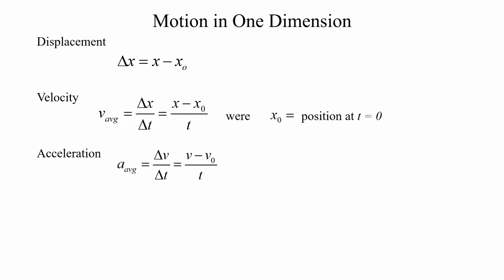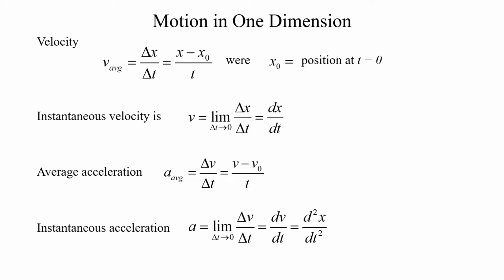And the acceleration is how fast our velocity changes. So we define average acceleration as the change in velocity over the time to make the change, or v minus v naught over t, where again, v naught is our velocity at t equals 0.